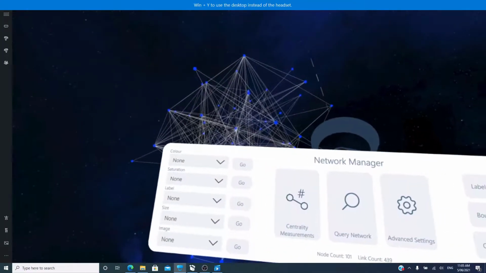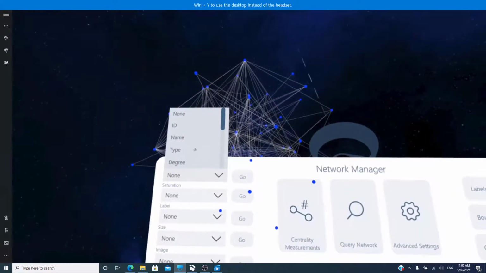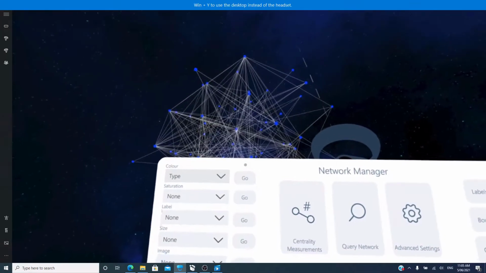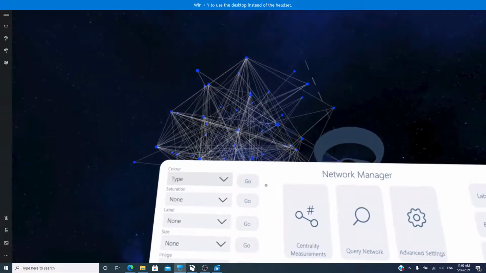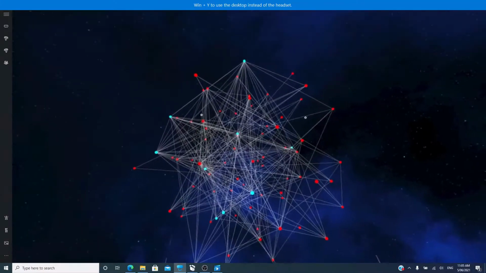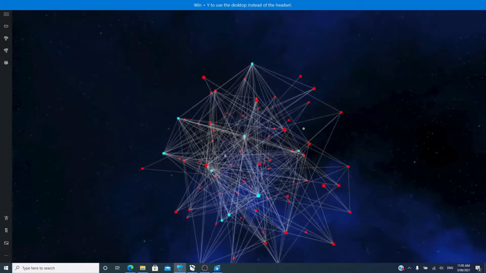First one is color. Color can be applied to categorical attributes. A node type is a categorical attribute. Let's apply the color function to the type. It seems there are two different types in the carrier network, because there are two different colors, one is blue and one is red.